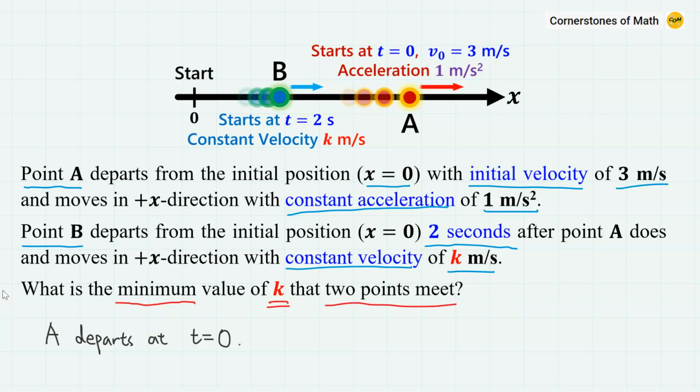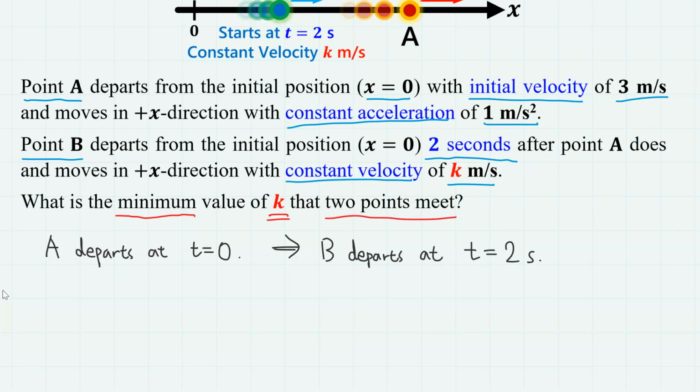Okay, first, let t equal 0 be the moment when point A departs. This means that point B departs at t equals 2 seconds. Now we must find the positions of A and B as a function of time.